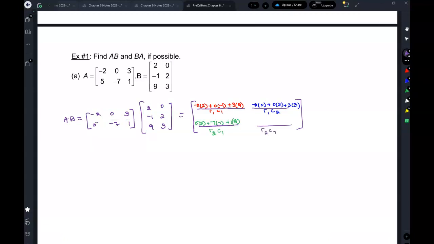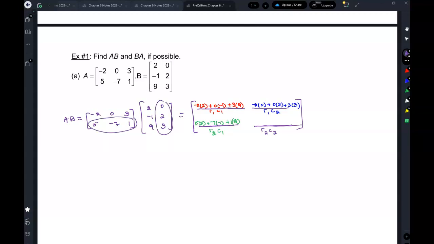Okay, what's the next one? Row 2, column 2. Now, you don't have to go in order. You can be a rebel and go in random order. It really doesn't matter. Just wherever you are, take those two sets.